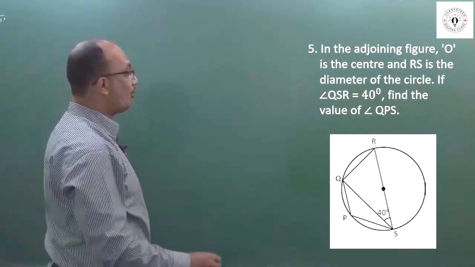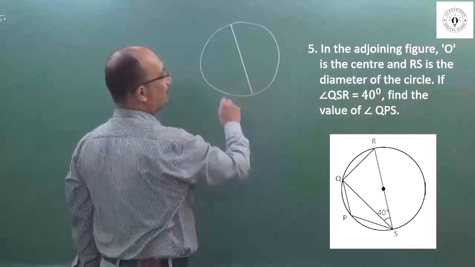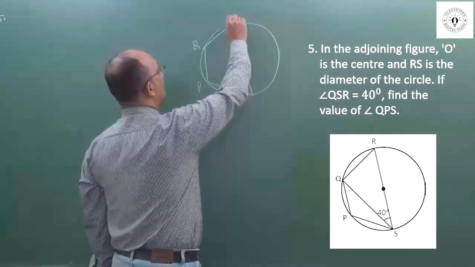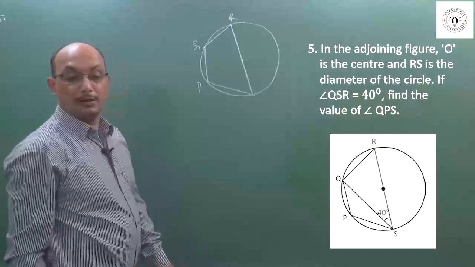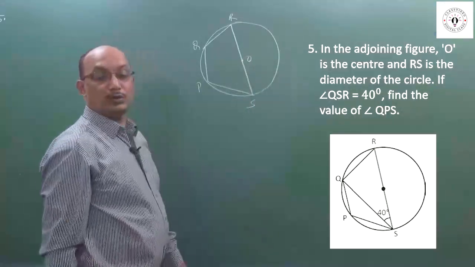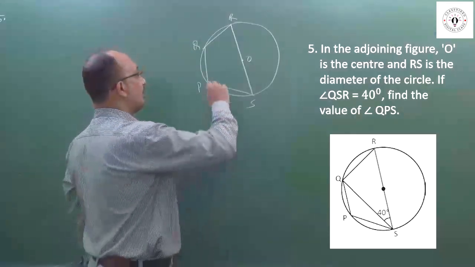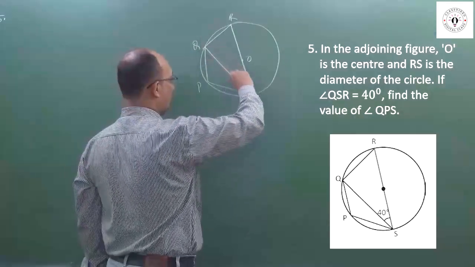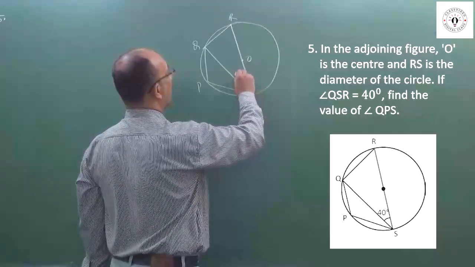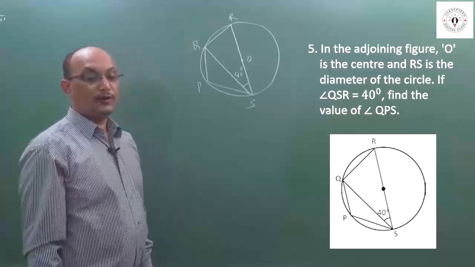Firstly, draw the figure, and one diameter is taken. This is the diameter, then this is P, this is Q, this is R, S, and this is O, the center. This angle is given as 40 degrees.